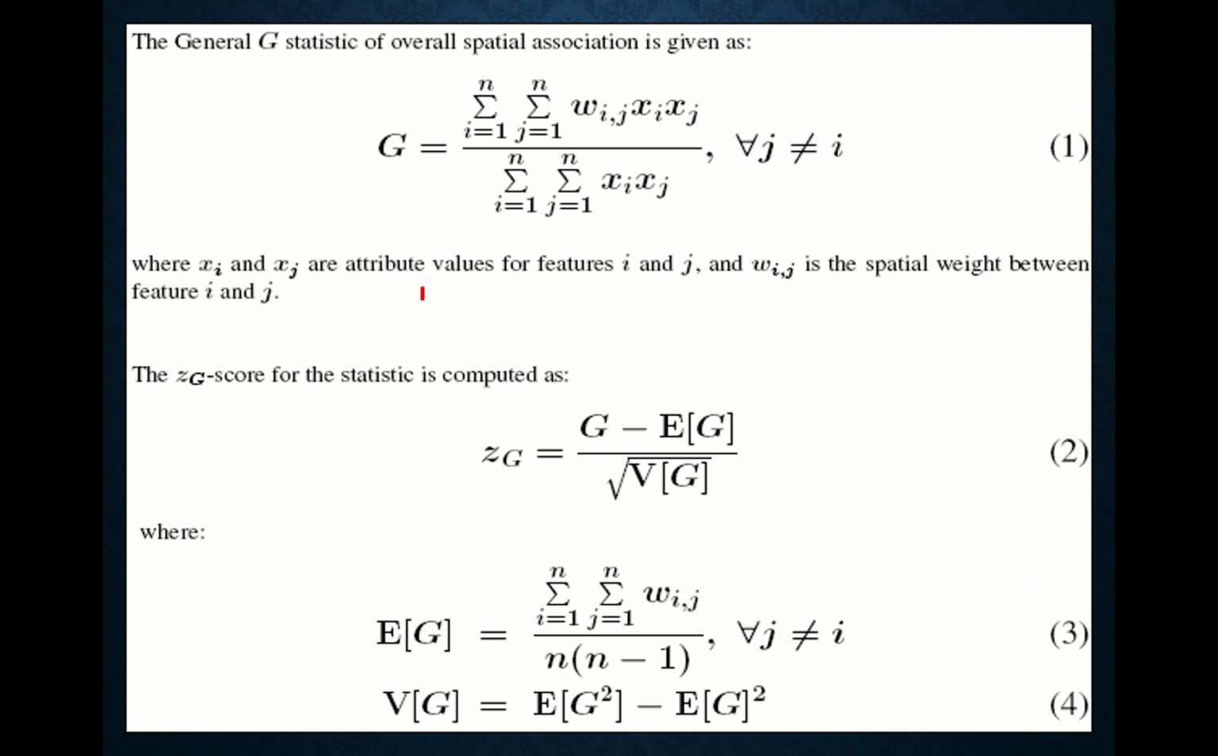So this is just showing you the slide of how the G statistic is calculated. Again, using the same set of values, right? Our weight matrix, the value of some variable at location i, at location j. You can also calculate the Z value for your G to see how expected or unexpected it can be across a distribution.